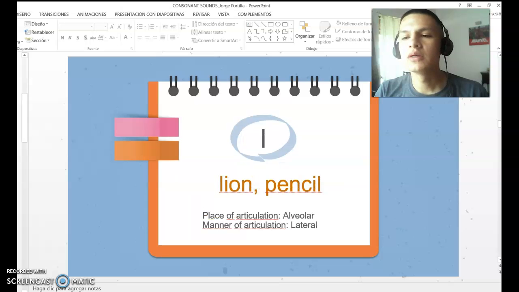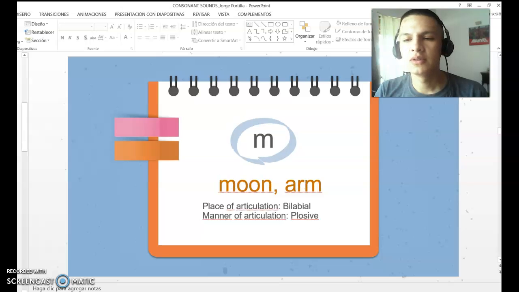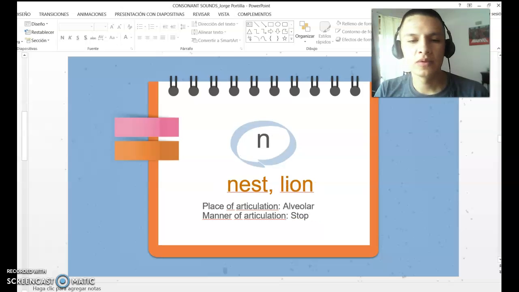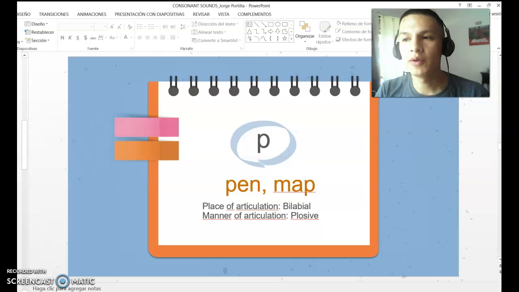Continue with O. O. For lion, pencil, is alveolar and lateral. The M sound for words has moon, arm, is bilabial and plosive. Continue with N. N. Nest, lion, is alveolar and stop. For pen, map, is bilabial and plosive.